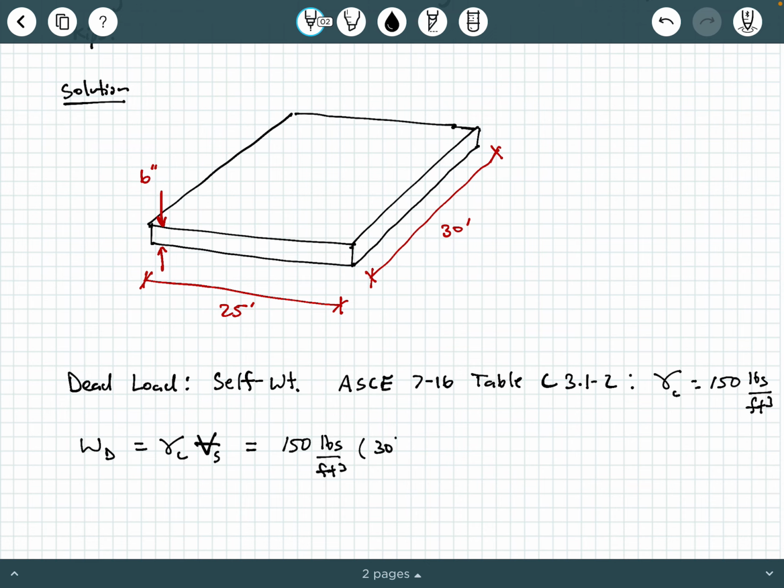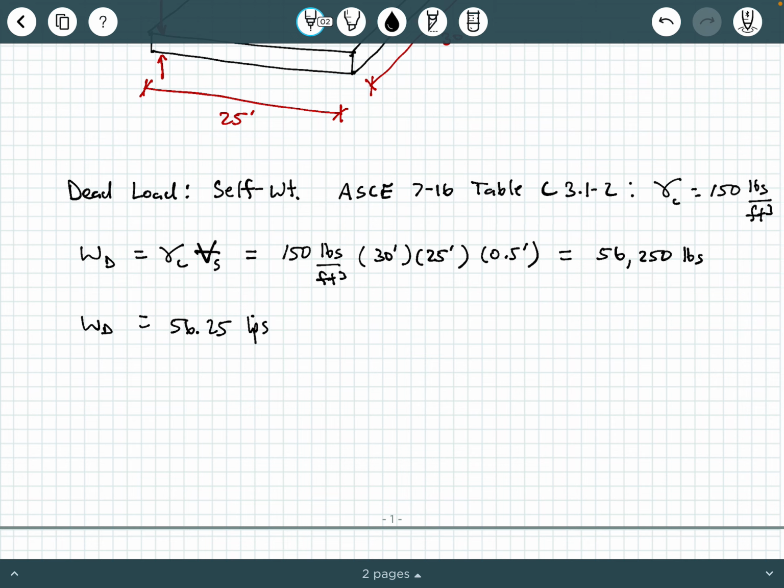We can multiply that by 30 feet times 25 feet times half a foot. That half a foot, of course, is our 6 inches. And so the dead load is 150 times 30 times 25 times 0.5. And so that will give us 56,250 pounds, or of course that would be 56.25 kips.